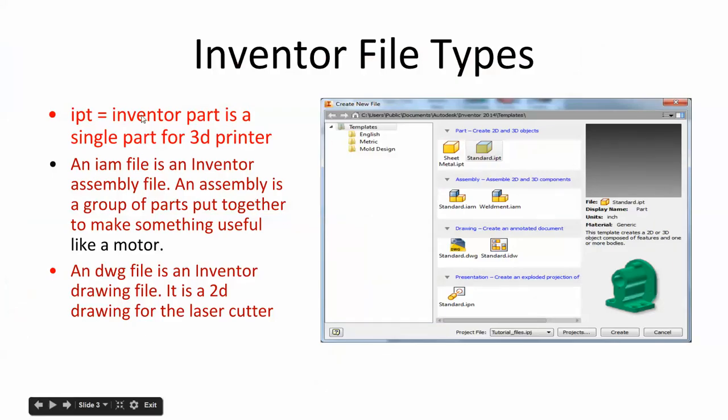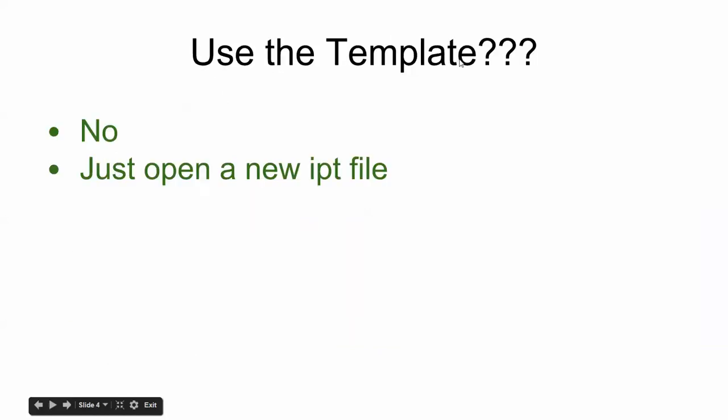If you already took these notes, don't take them, but if you never took these notes, take them. So IPT, that's what we're going to use, an Inventor part. It's a 3D part. Do we need to use a template? No, when we're doing something for the 3D printer, we don't need to use the part. We just need to open up a new IPT.